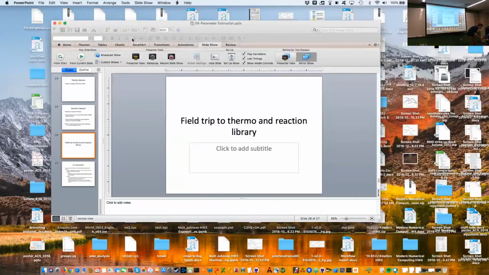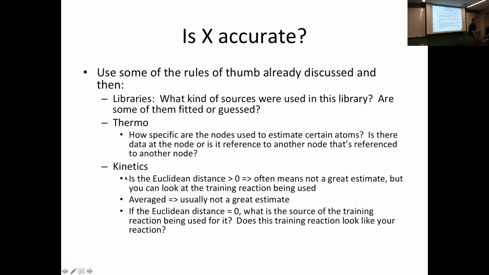Okay. So now the most important slide in this entire presentation. How do you know if an estimate is accurate or not? I want to talk a little bit about what the machine learning neural net estimator is good for and what the group activity is estimated for. So use those rules of thumb. But then additionally, once you're there, how do you tell if it's accurate?